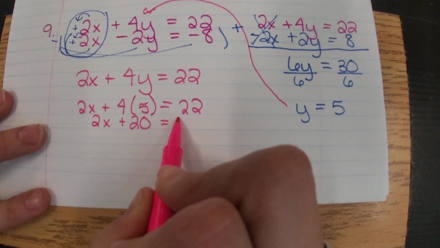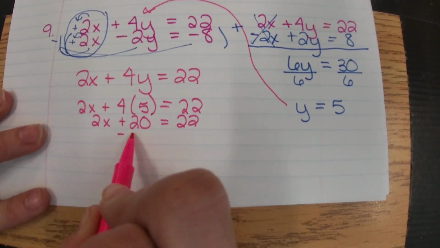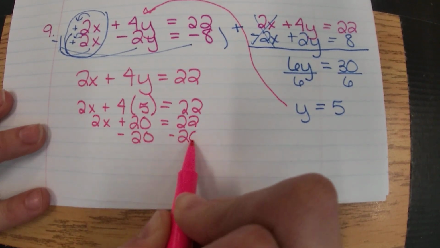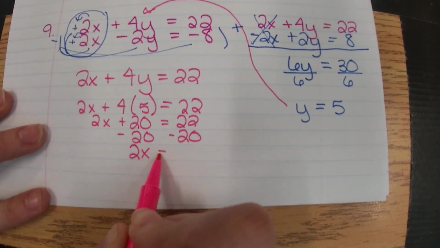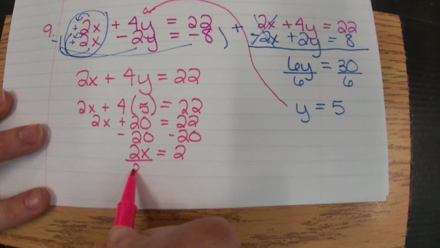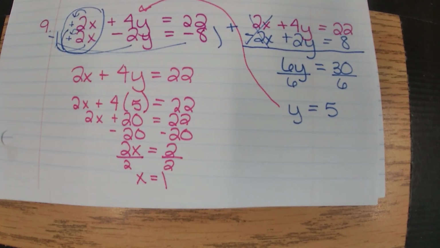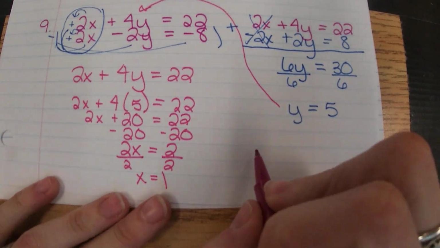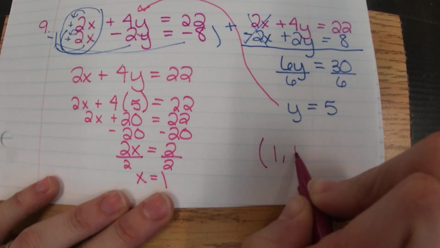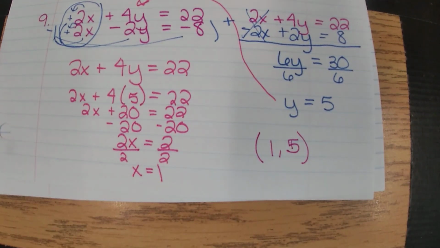So 4 times 5 is 20. I'll undo adding 20 by subtracting 20. And I'll get x equals 1. So again, if I write my answer as an ordered pair, this will give me the final answer of 1, 5.